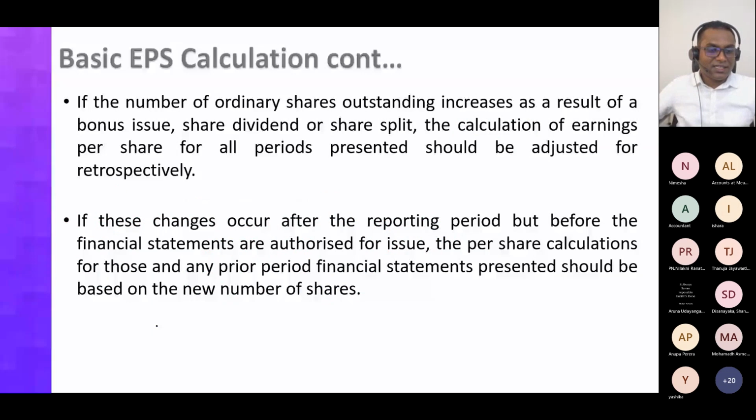Okay, so this particular theory I have already explained to you. What is it? If the number of ordinary shares outstanding increases as a result of a bonus issue, share dividends, or share split, the calculation of earnings per share for all periods presented should be adjusted retrospectively. You assume that it is always there.